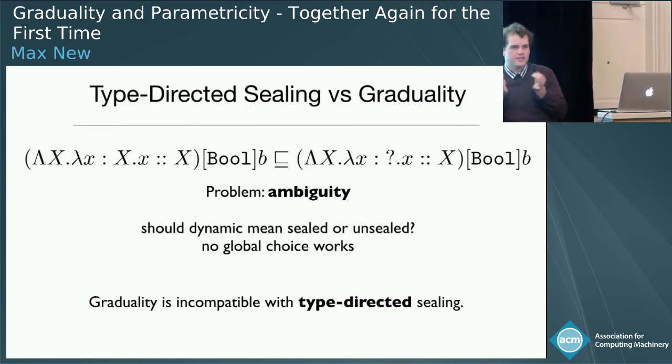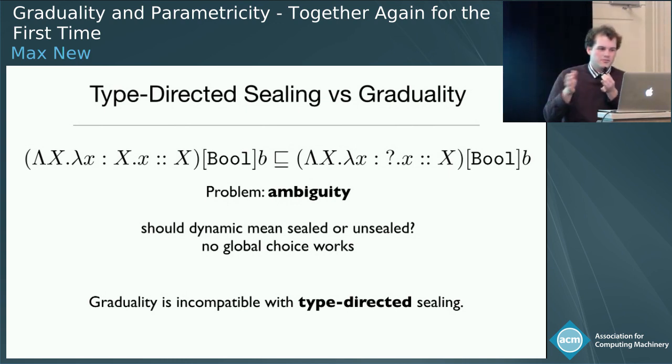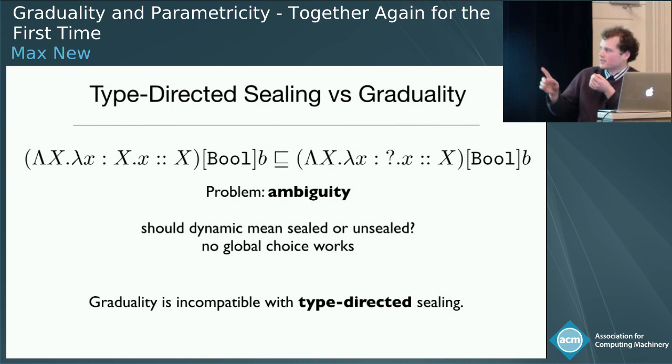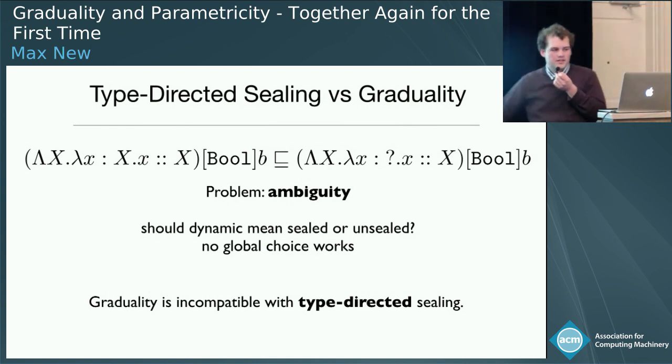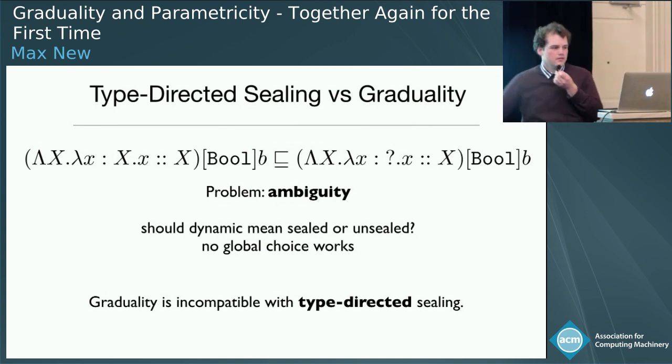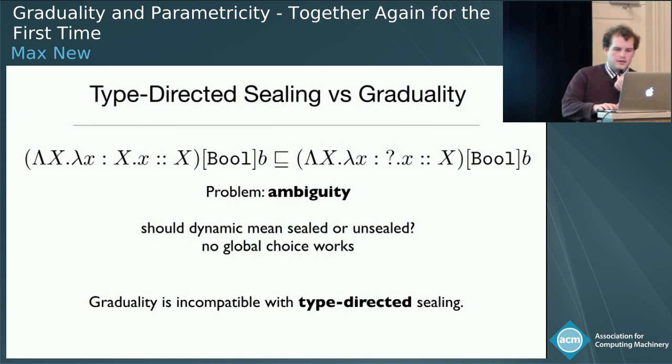And if we pick either one, then there will be a violation of graduality. So there's no global choice to determine this. And so the real incompatibility that I think they were running into was that graduality is incompatible with this type-directed approach to dynamic sealing.